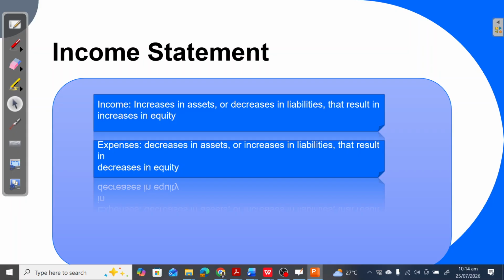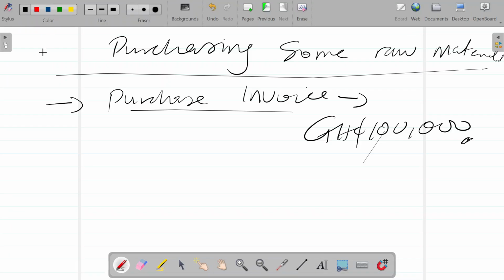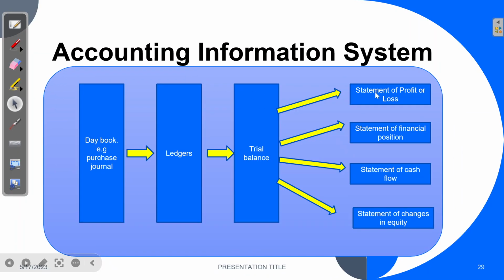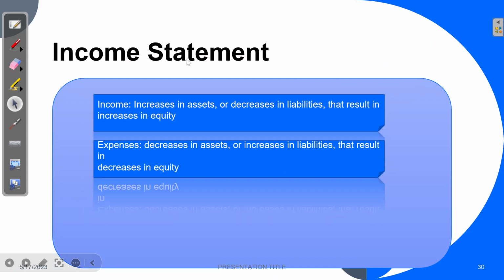All right, let's continue. So let's look at components of the financial statement. We saw that the financial statement is made up of four main components. I think there's one more, which is the note. So we have the statement of profit or loss, the financial position, the statement of cash flow, and then the statement of changes in equity. So let's look at the statement of profit or loss, which is also called the income statement.